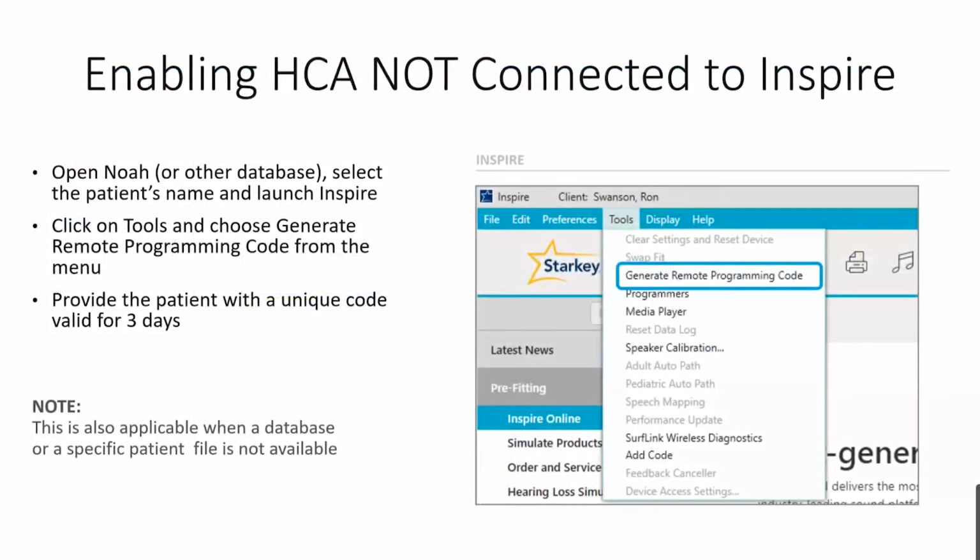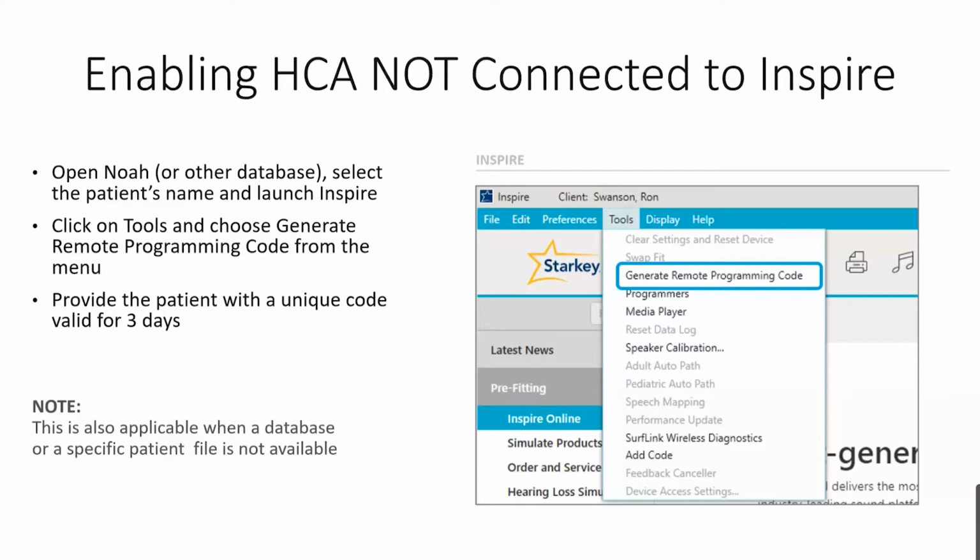Now, if the patient is not in your office, maybe you've already fit them and now they require remote programming options, you can generate that remote programming code remotely. What you'll do is simply enter the patient's NOAA file, open the Starkey software, and on the top toolbar, you'll simply click on Tools, and then the third option down will allow you to generate that remote programming code remotely, and then just call up the patient, give them that unique code, and walk them through how to place it in their Thrive mobile app.